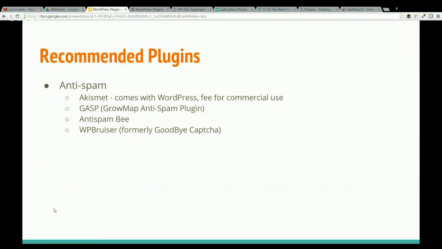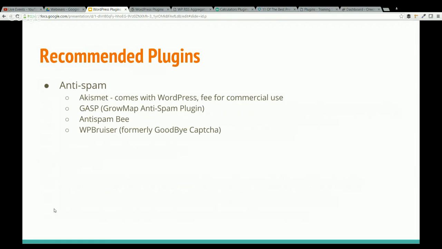So for the anti-spam plugins, first I would highly recommend using the default plugin that comes in with WordPress, which is the Akismet, and I have no idea how to say that. And it's a freebie unless you're using it for a commercial site. I think it's only like $5 a year. So you have to have like an Akismet key to do that. And I highly recommend doing that.